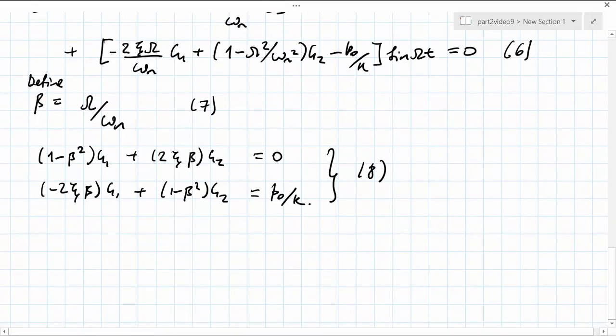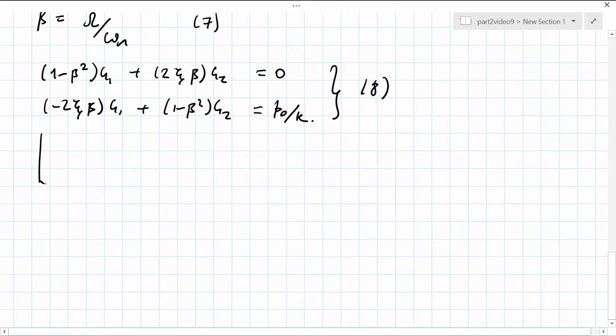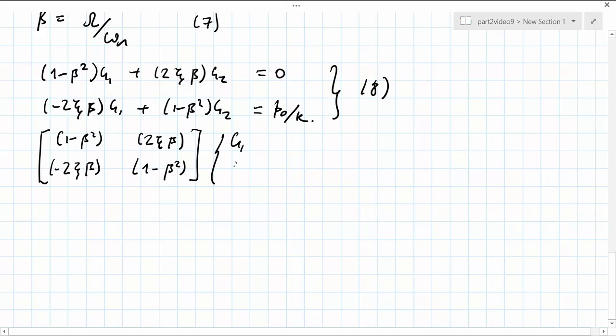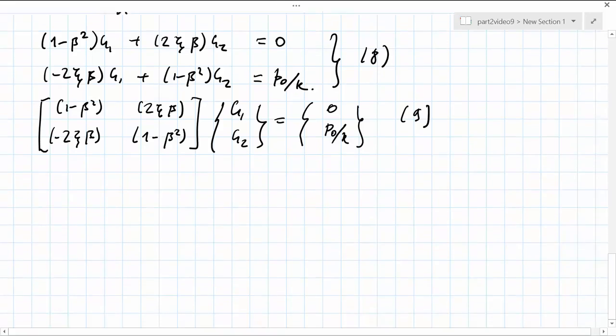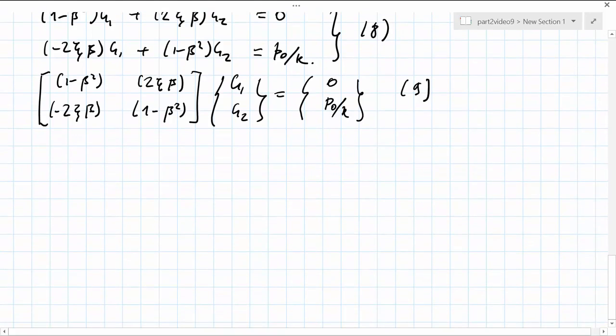This then is a system of equations, and it may be written in matrix form. 1 minus beta squared, 2 zeta beta, minus 2 zeta beta, 1 minus beta squared, with the column vector G1 and G2, set equal to 0 and P naught over K. We now then just need to solve for G1 and G2.